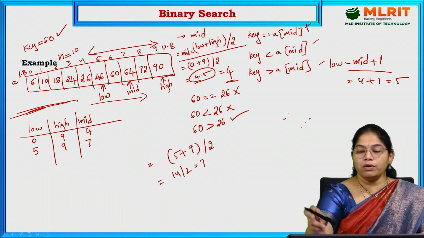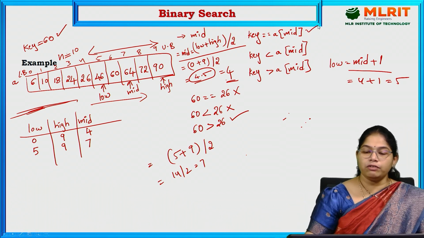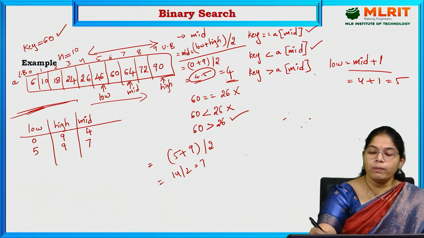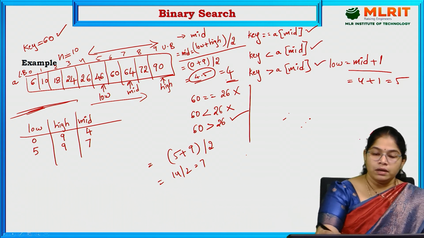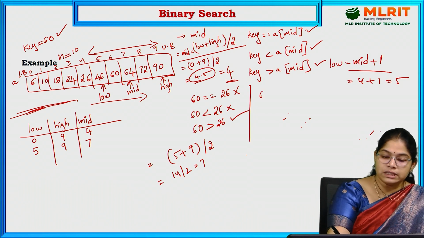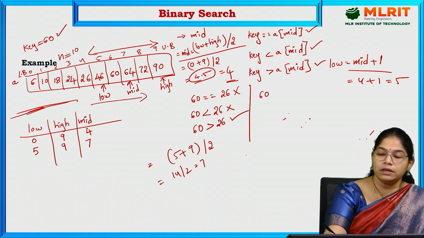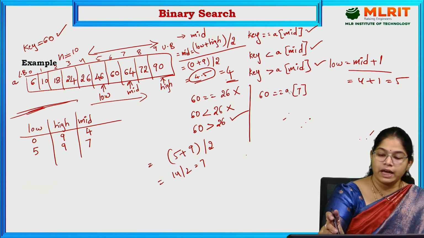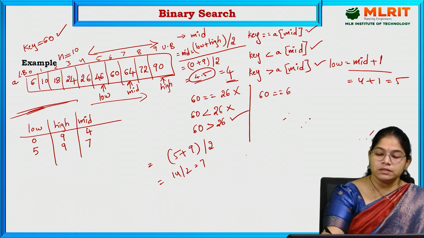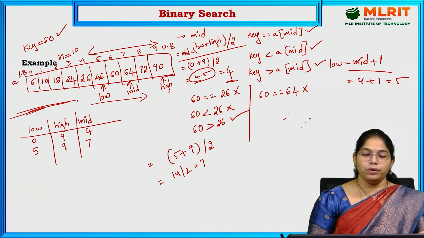Again we have to go with these three conditions. We have to check whether key equal to a of mid, or key less than the mid value, or key greater than the mid value. Now my key value is 60, which I want to search whether it is present in the given list of elements or not. Is it equal to a of mid? Here a of mid is a of 7. In a of 7 we have 64. Is 60 equal to 64? No.